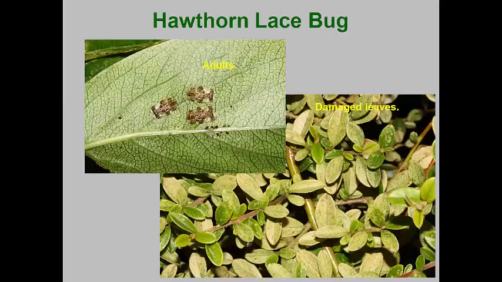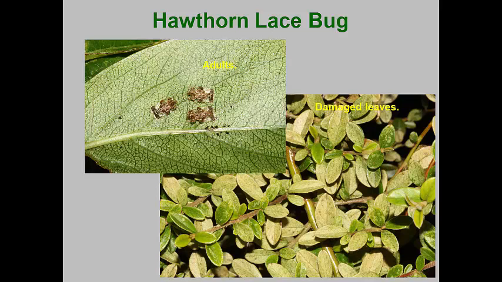Lace bugs are one of the exceptions to the normal true bug body configuration. Lace bug adults have their wings modified with reticulated veins, and the body often has pronodal lateral extensions that are also reticulated. The hawthorn lace bug is one of the most common species as it infests hawthorns, cotoneasters, pyracantha, and flowering quince in our urban landscapes.